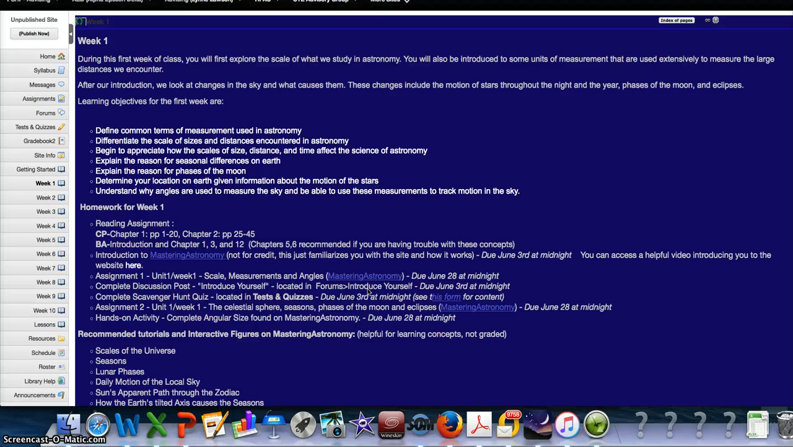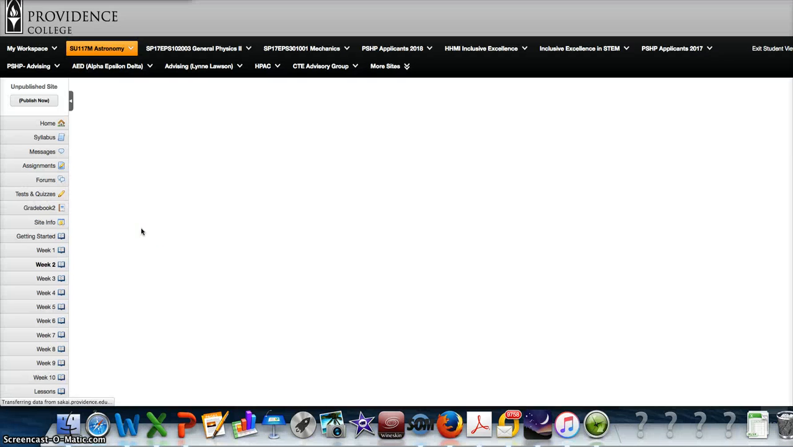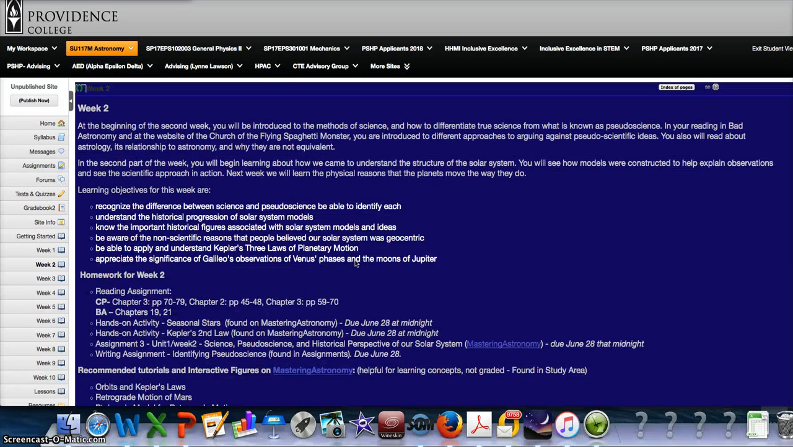There are a couple really short things that you need to complete right off the bat, the first week of class, more or less, and those things will be due June 3rd. One of those is like the scavenger hunt quiz, which really kind of forces you to take a look throughout the Sakai site to get some information so that you feel a little bit more confident and familiar with the site.